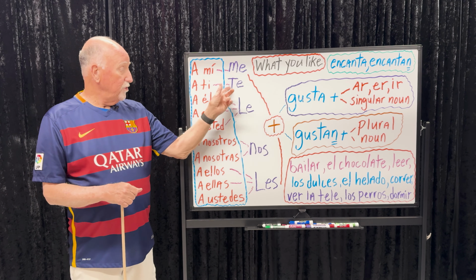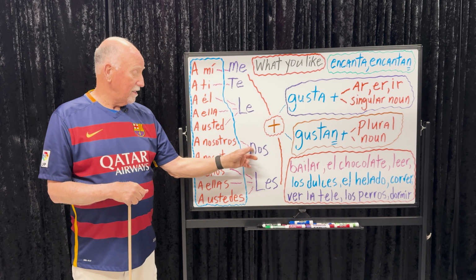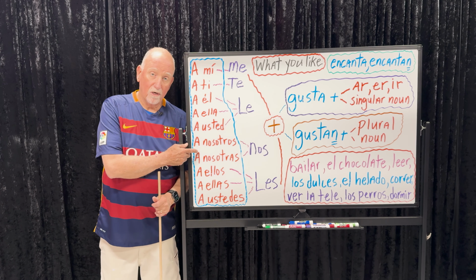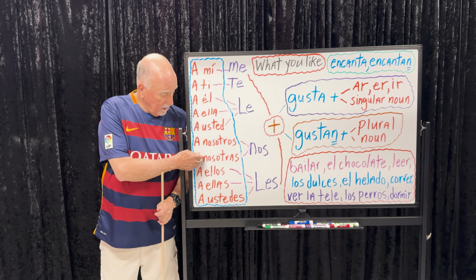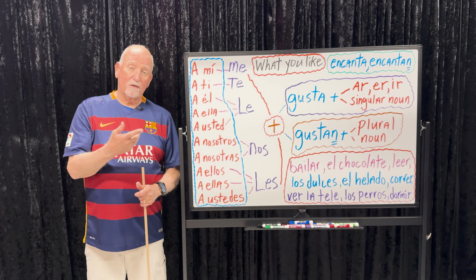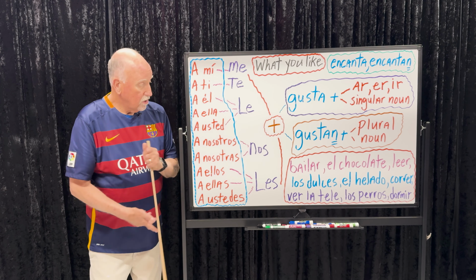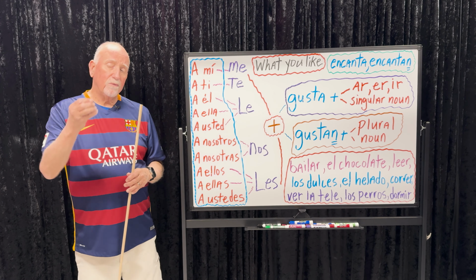You like dogs. A ti te gustan los perros. We like dogs. It would be either a nosotros, if it's a mixed group or all guys, or a nosotras, if it's all girls and they want to say we like dogs, a nosotras nos gustan los perros.